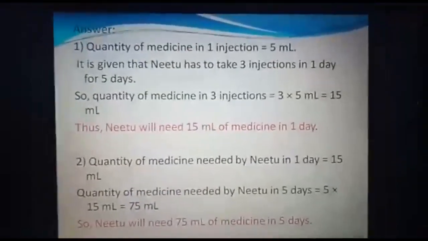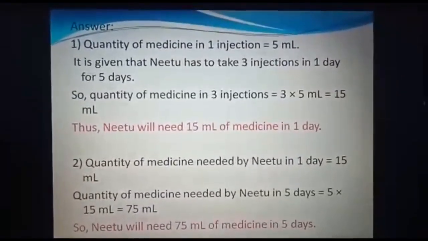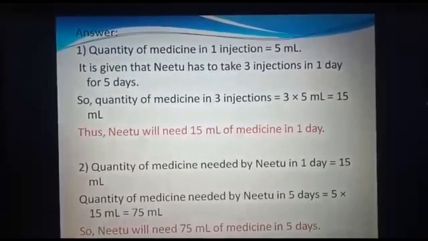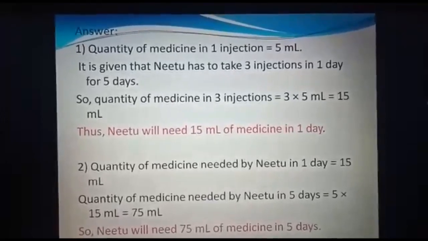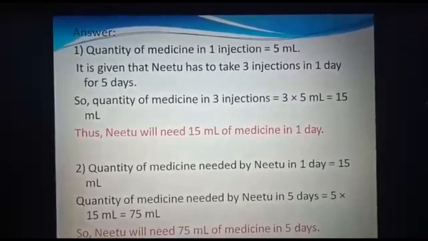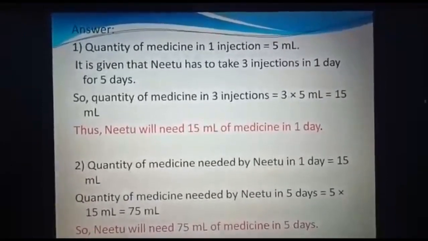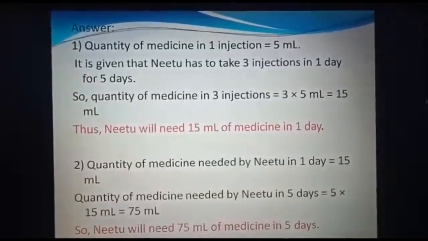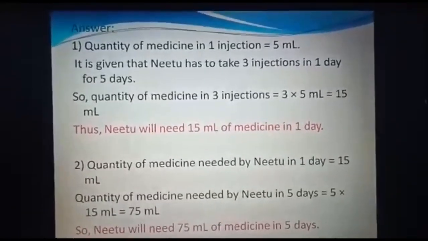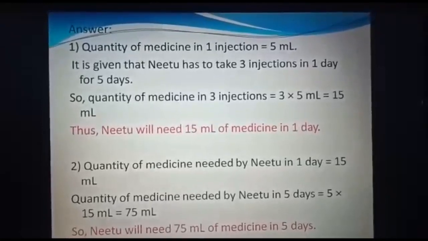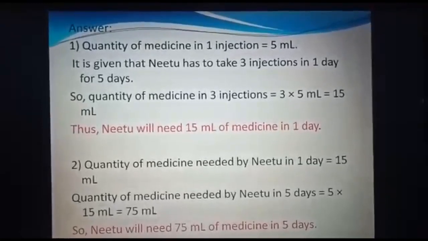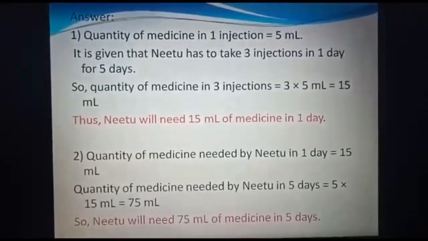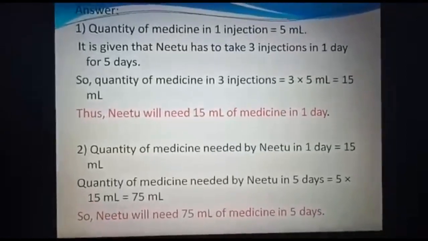So now the answer. Quantity of medicine in 1 injection equals 5 ml, that we all know. It is given that Neetu has to take 3 injections in 1 day for 5 days. So quantity of medicine in 3 injections, 3 into 5 ml equals 15 ml. So Neetu will need 15 ml of medicine in 1 day because in 1 day she needs 3 injections. That is the first answer.